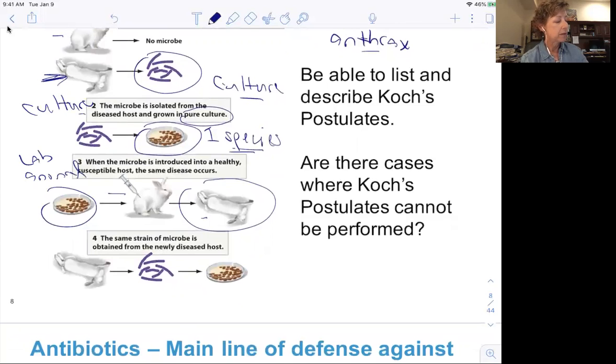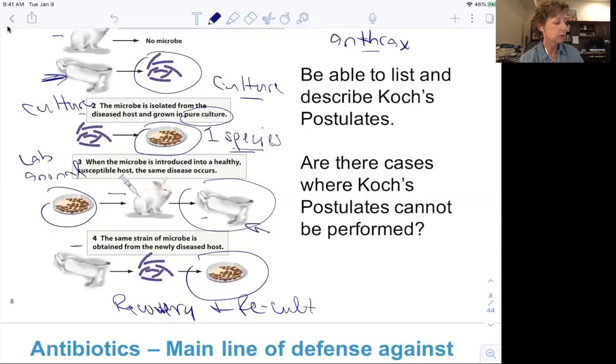Then the 4th step, and I think this is a really important one, is where he makes a full circle and doesn't make an assumption that the animal died. He actually proves that the animal died of that infection by recovering the same organism, and he recultures it. So that recovery and then reculture of the same organism is a really important way to close that loop.